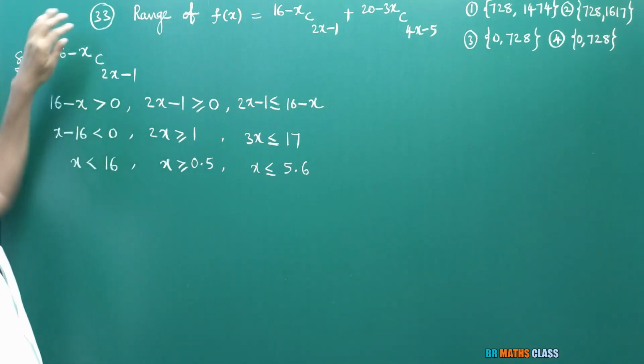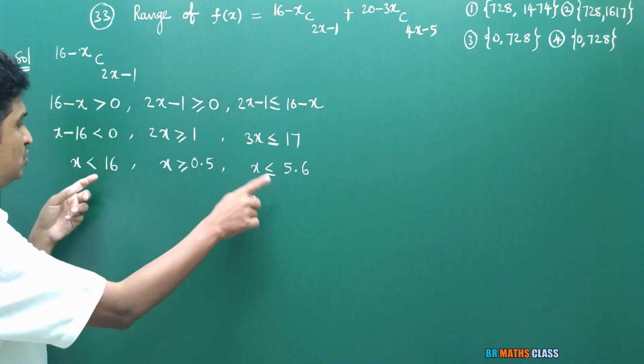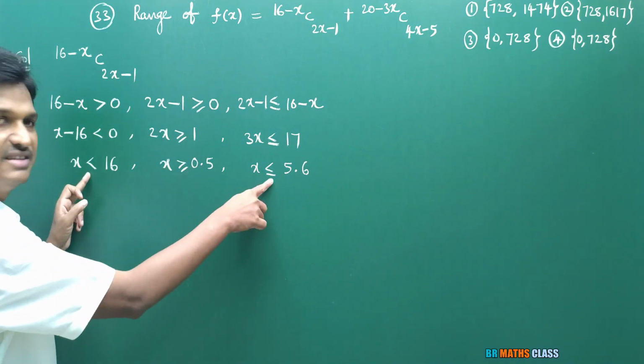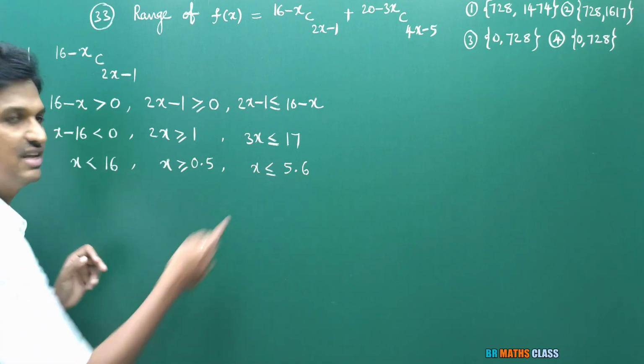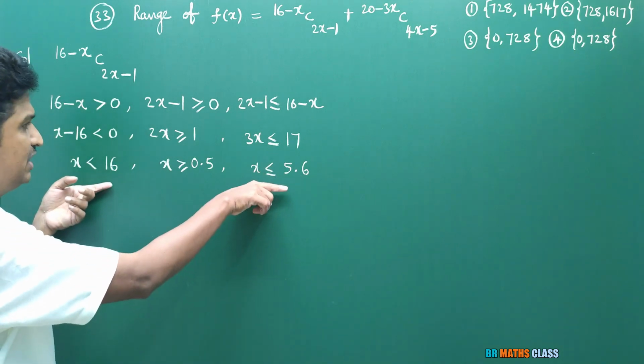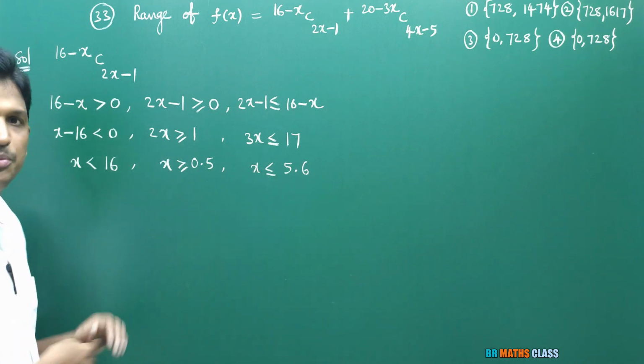You know that this is a natural number, this is a whole number. Based on that, you need to write x values. You observe here the less than symbol is there, here the less than symbol is there. I'll do the intersection of these two things. x less than 16, x less than or equal to 5.6. If I do the intersection of these two things, what will we get? x less than or equal to 5.6 we will get.